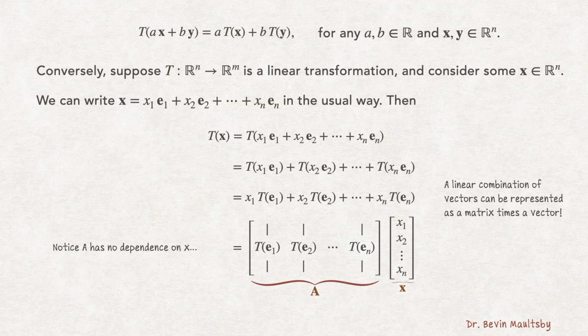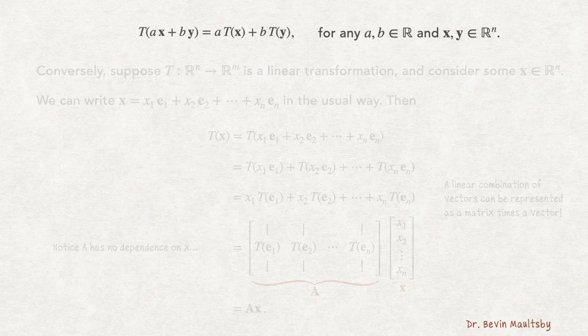If I had taken a different starting vector x, we would have the exact same decomposition with the exact same matrix. So it's fair to say that this linear transformation can now be thought of as the matrix A times x, where A is a fixed, determined matrix. All you need to know to get A is how T transforms the standard basis vectors.